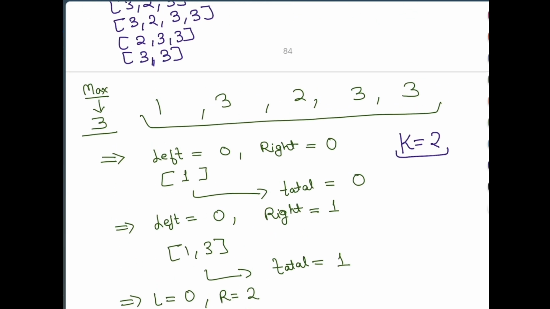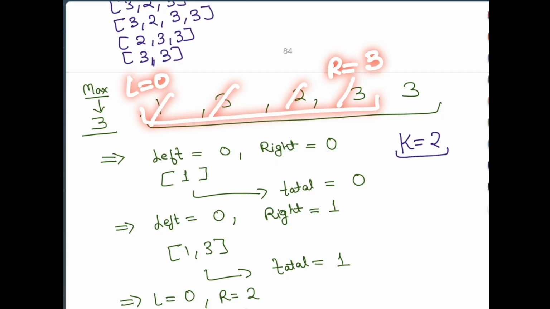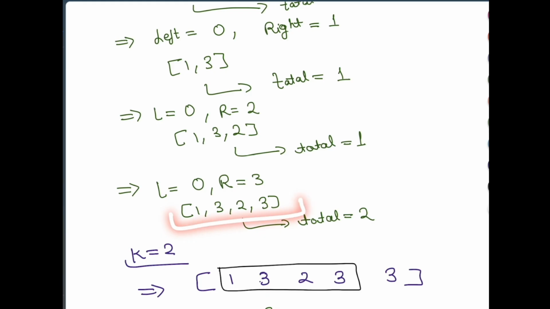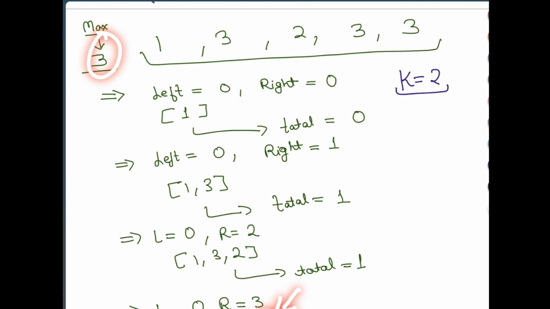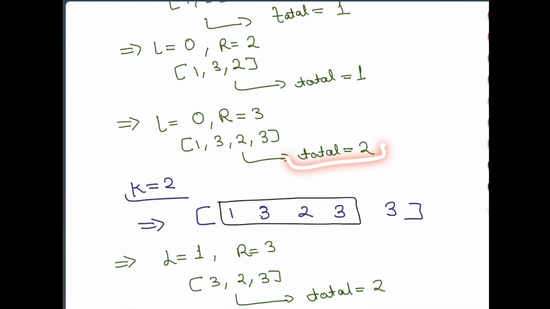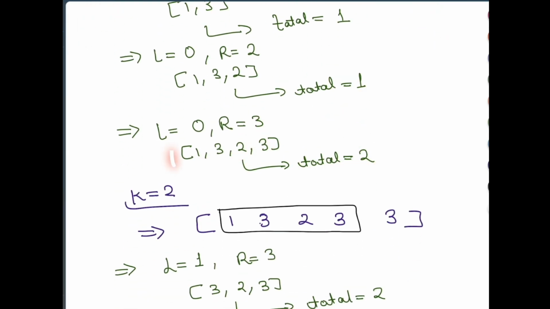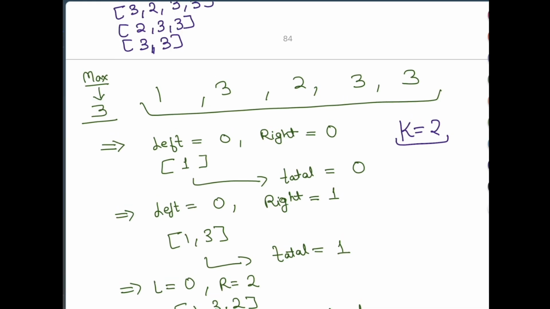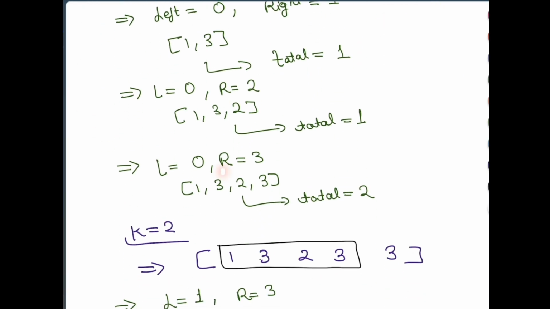Okay, fine. Let's add another element. So our left is at index number 0 and right is at index number 3. This is our subarray 1, 3, 2, 3. Now I just added an element which is 3, that is equal to the maximum, right? So again we need to increase the total. The total was 1, now it will be 2. So we got a subarray which has at least k number of the maximum element, that is 3. So we have a 3 here and a 3 here, right? So we will count it. This is a valid subarray which we need to count. Now here is one very important thing which you need to understand.